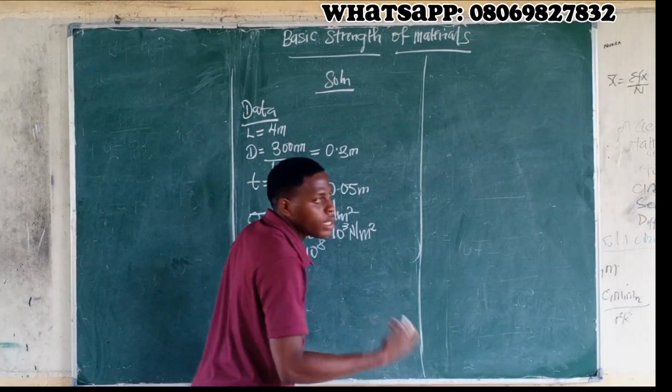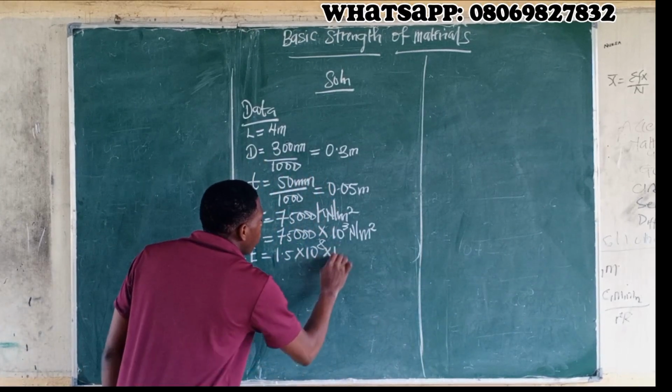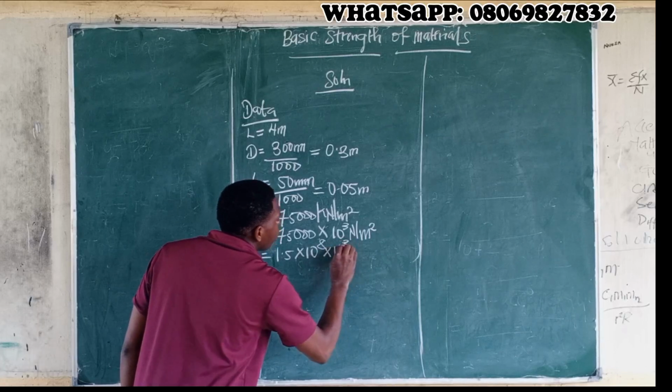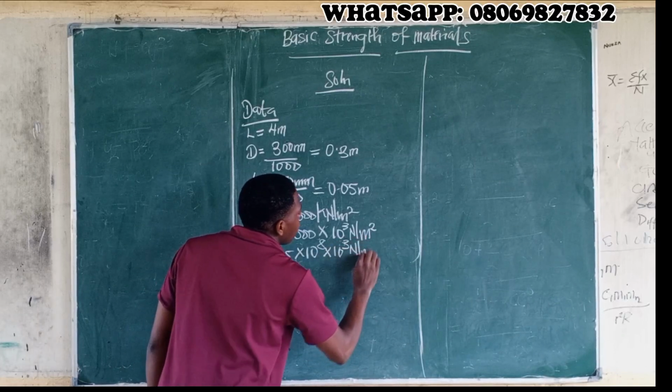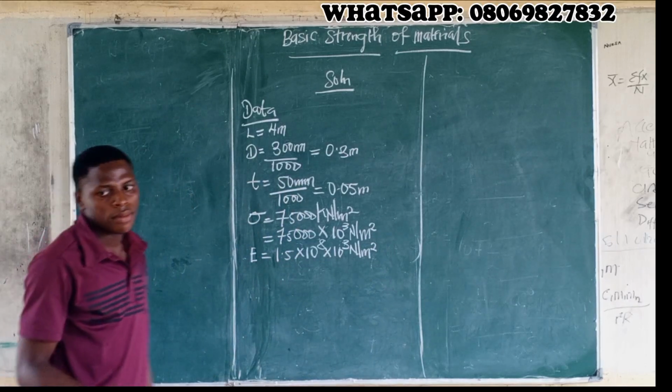So converting the kilo to Newton per meter square, we multiply by 10 raised to the power of 3 Newton per meter square. What's the next thing? That's all.